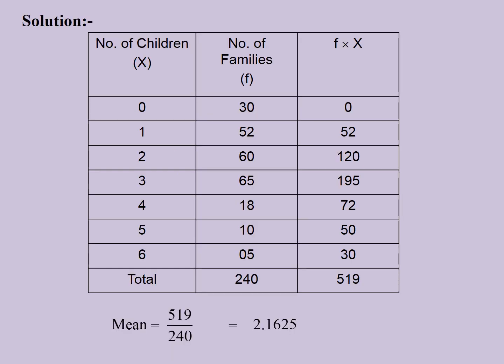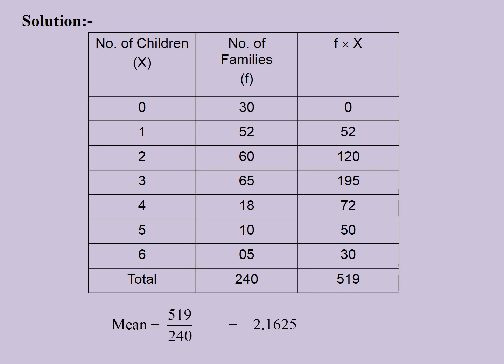To solve this, or to write an answer in your exam, you have to draw a table. The first two columns are given in the question, and you have to copy them into your table as they are. After that, you have to calculate the third column, that is f into x. Now let's go to the details. First is the number of children, that is the x column. Second is the number of families, that is f. And third is f into x, meaning number of families into number of children, so we get the actual number of children there.